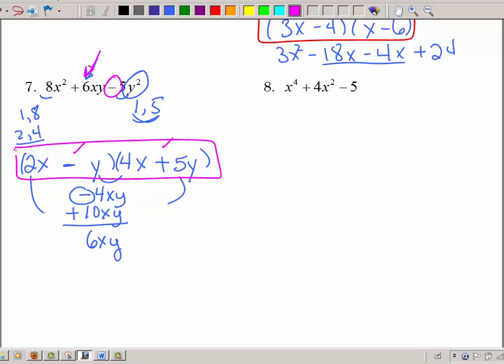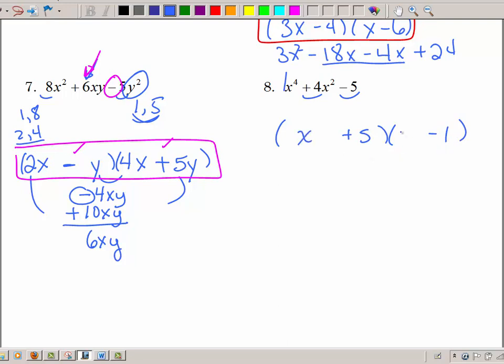Let's look at number 8. Ooh, x to the 4th. Maybe there's a GCF. But no, they don't all have x's. They don't have a common factor. But the good news is just like we started at the top, the leading coefficient is a 1. So I just need to find two numbers that multiply to get negative 5 and add to get positive 4. Well, that's easy. It's going to be plus 5 and a negative 1.